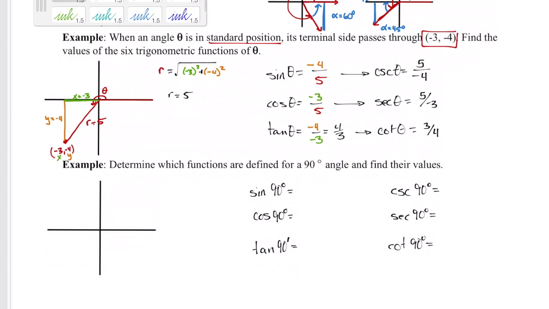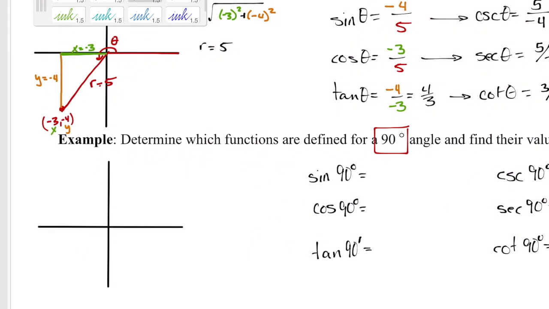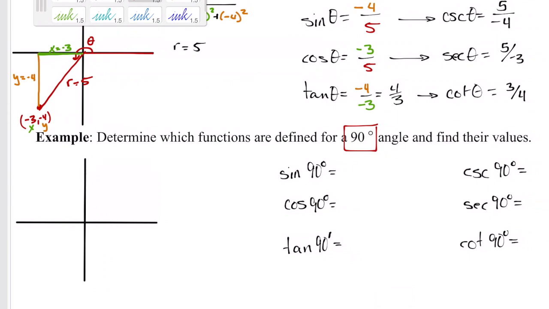For our next example, they give me the angle. So my angle is 90 degrees and it wants me to find the functions that way. So it's asking me to figure out which ones are defined and then find those. So some of these are going to be undefined because we're dividing by 0. So I just am going to find all of them and just mark off the ones that are undefined. Makes more sense to me.